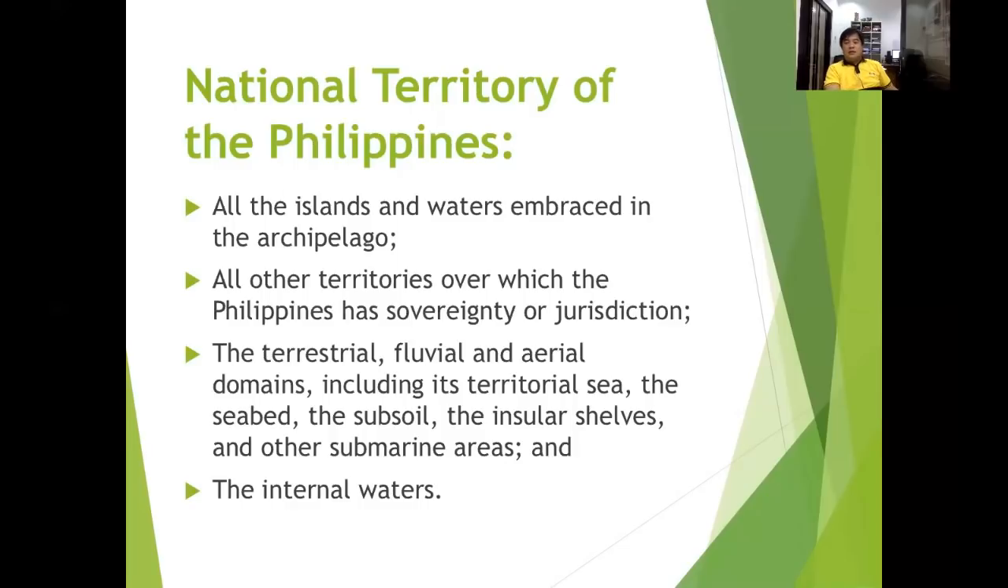Under Article 1 of the Constitution, the national territory comprises the Philippine archipelago, with all the islands and waters embraced therein, and all other territories over which the Philippines has sovereignty or jurisdiction, consisting of its terrestrial, fluvial, and aerial domains, including its territorial sea, the seabed, the subsoil, the insular shelves, and other submarine areas. The waters around, between, and connecting the islands of the archipelago, regardless of their breadth and dimension, form part of the internal waters of the Philippines.